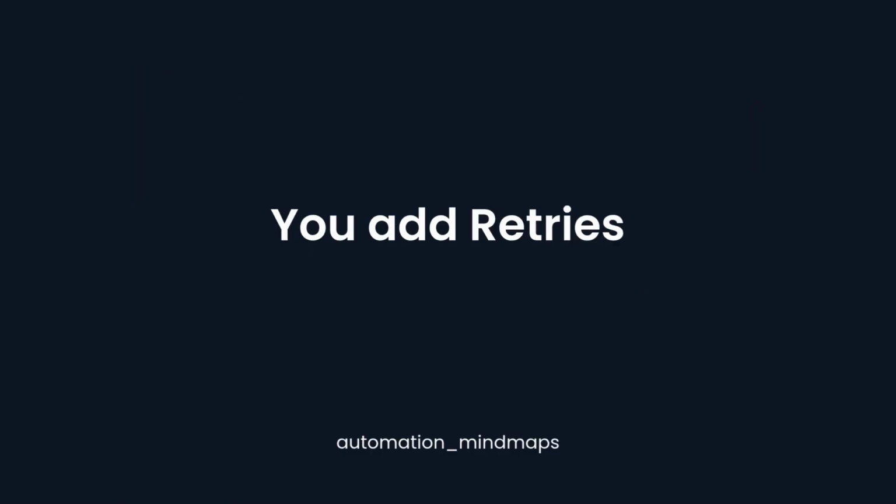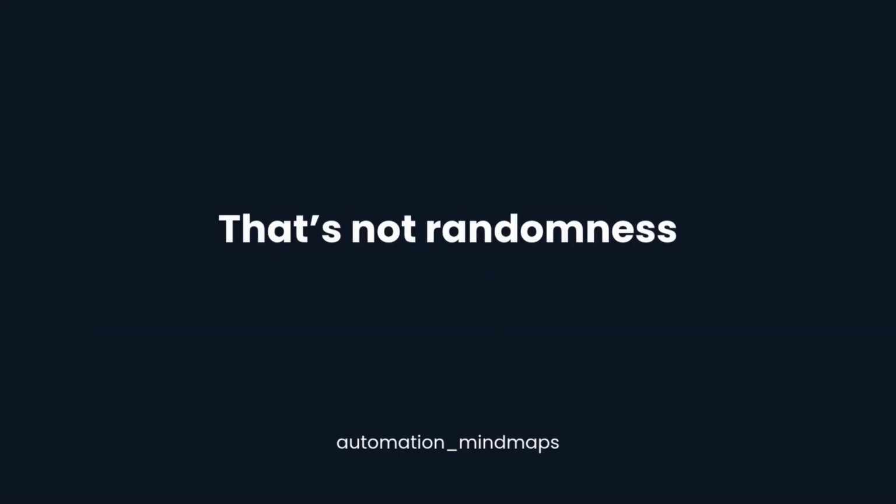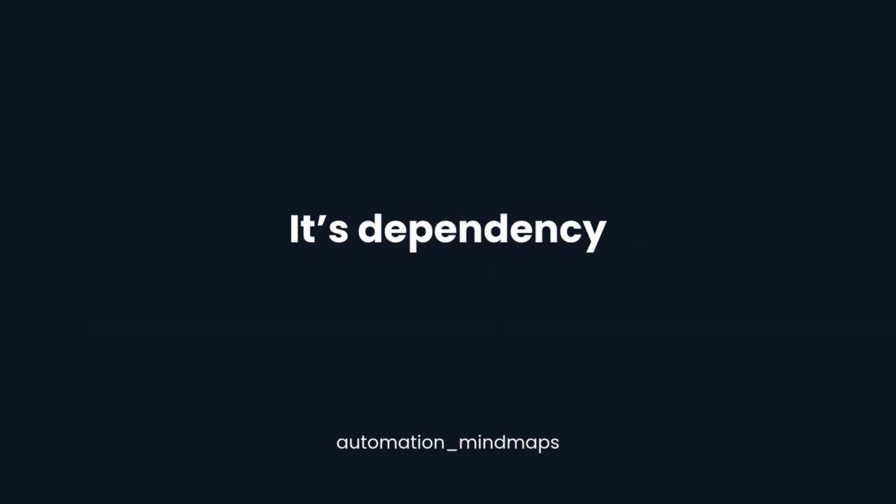So we try to fix it. We add retries, run it again, maybe twice, maybe three times. Now your tests are slower and still failing. And this is where most people get it wrong. This is not randomness, it's dependency.